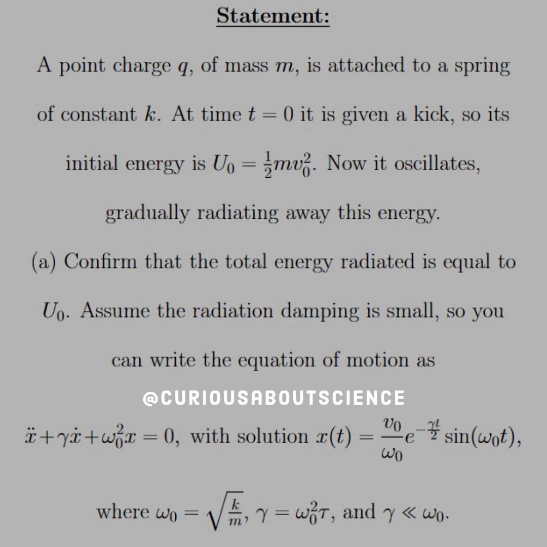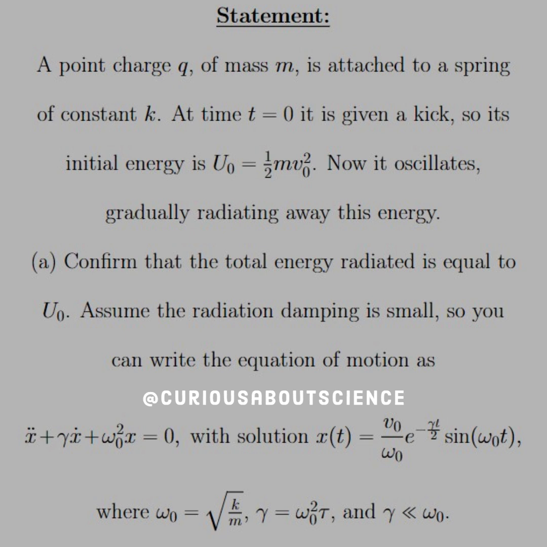At time t equals 0, it is given an initial kick, so its initial energy is U0 equals 1/2 m v0 squared. Now it oscillates, gradually radiating away its energy. A. Confirm that the total energy radiated is equal to U0.